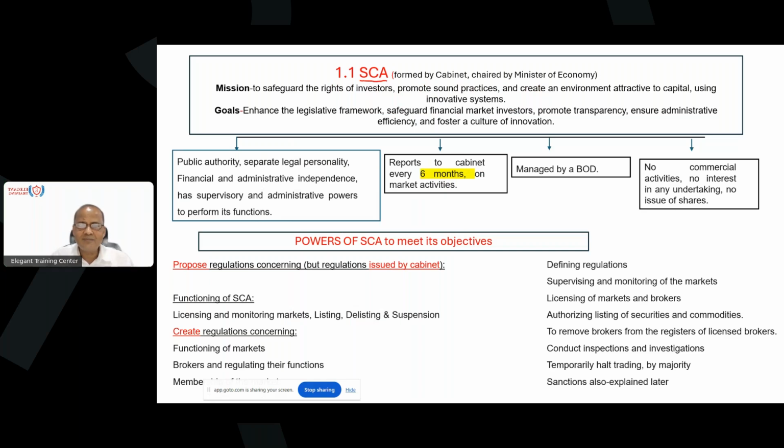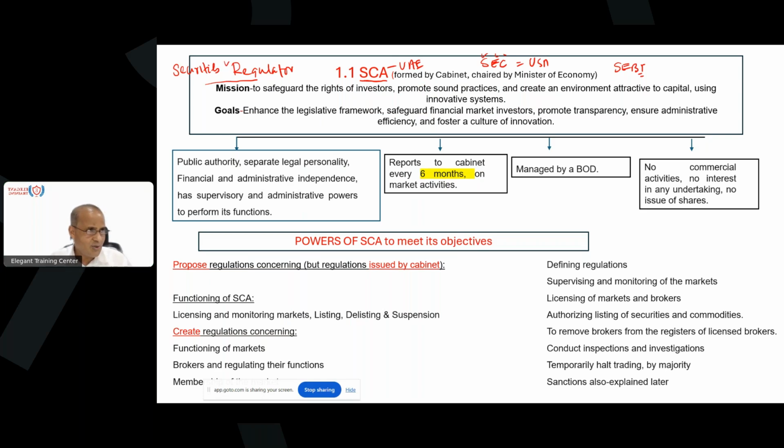What is SCA? SCA is a regulator, which is a securities regulator. SCA is in UAE and in the same way SEC, Securities Exchange Commission, is in USA, and in India we say SEBI. In every country there is a securities regulator.